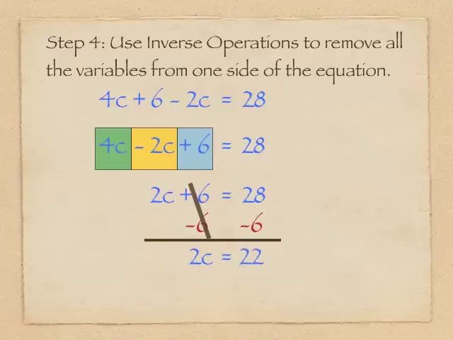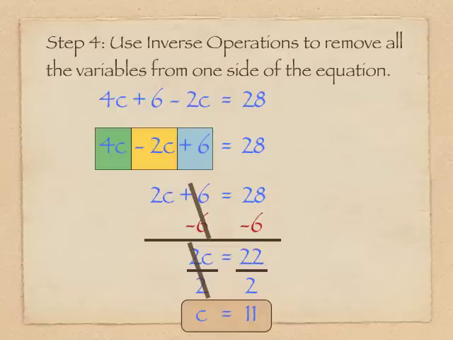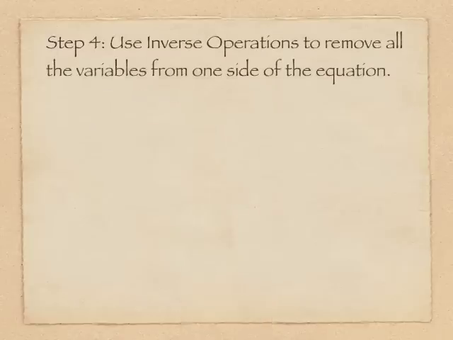Now I need to do the inverse of 2 times c, that's dividing by 2. Whatever we do to one side of the equation, we do to the other. And when those cancel out, we're left with c is equal to 11. And that's our final answer. But sometimes we're going to get variables that happen on both sides of the equation.